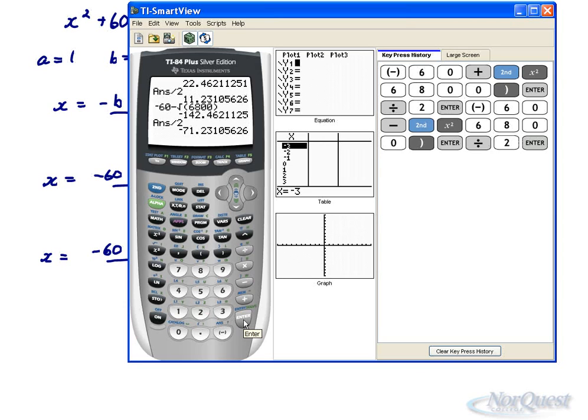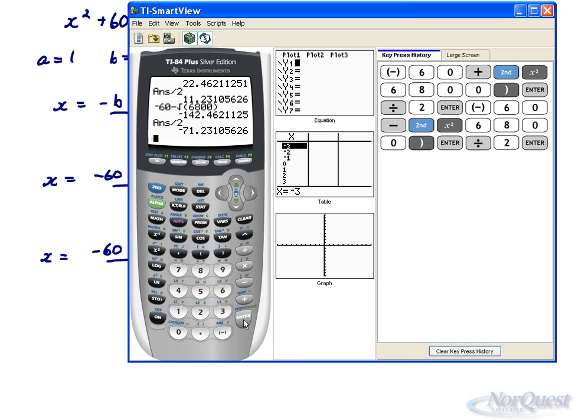Well, the answer of negative 71 doesn't make sense. You can't add a negative distance. So there's one answer that makes sense in this question, the 11.2, and a second answer that doesn't make sense, the negative 71. It wouldn't be an actual true solution. There's always 2 answers to quadratics. Just sometimes one of them is an extraneous or is a solution that doesn't make sense to the problem.